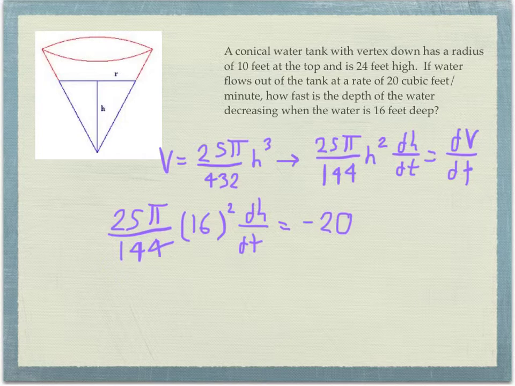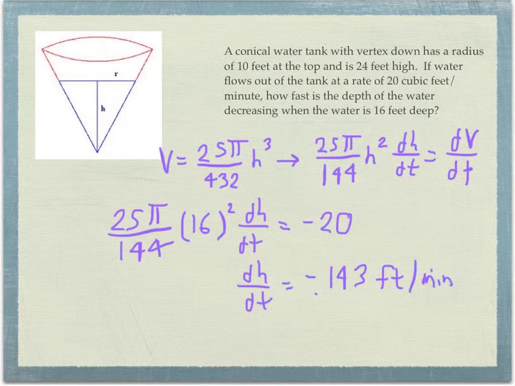Actually then, when I combine all this stuff, we'll do more of this in class or be a little bit more specific, when I solve all this for dh over dt, I'm going to end up with -0.143 feet per minute. And that's how fast that height is going to be decreasing in this particular situation.